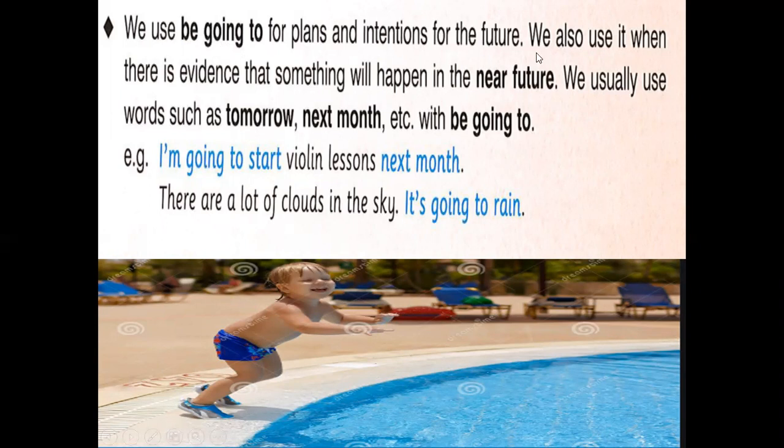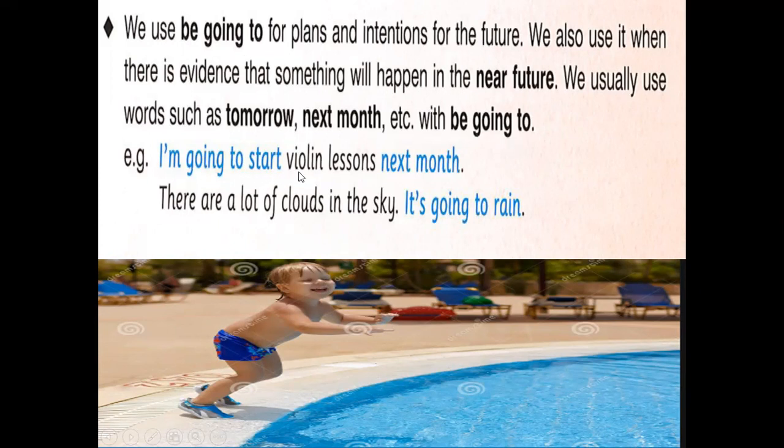We also use it when there is evidence. When I can see the evidence, like an image, or I have certain information about something, and there is evidence that something will happen in the near future, not the far future, we usually use words such as tomorrow, next month, etc. with be going to.